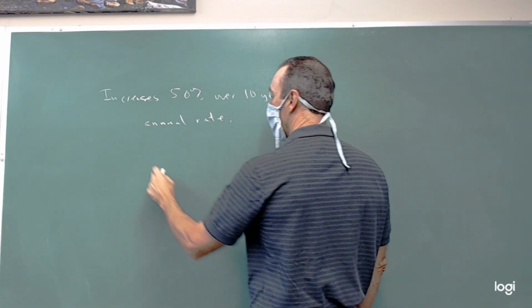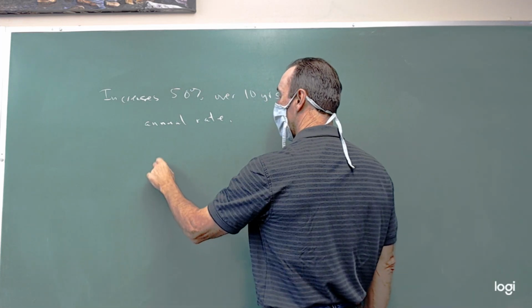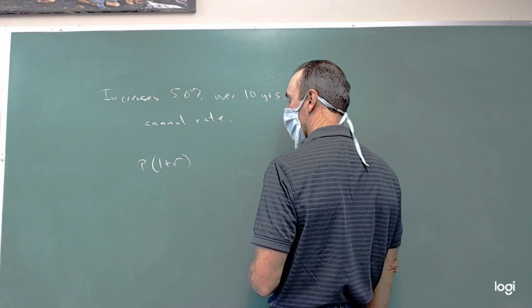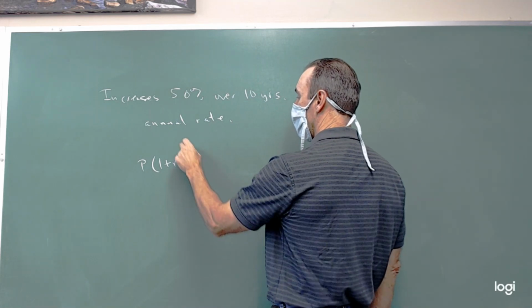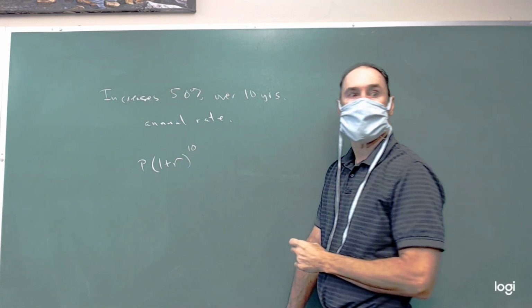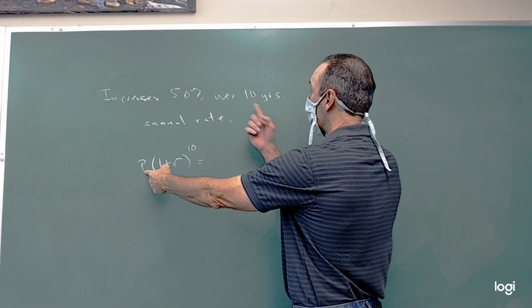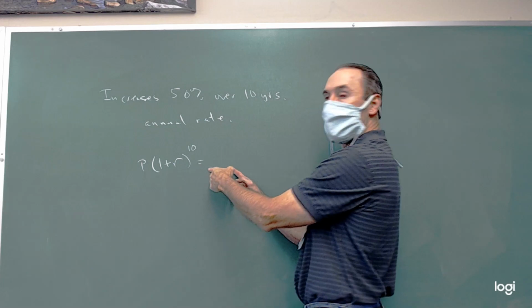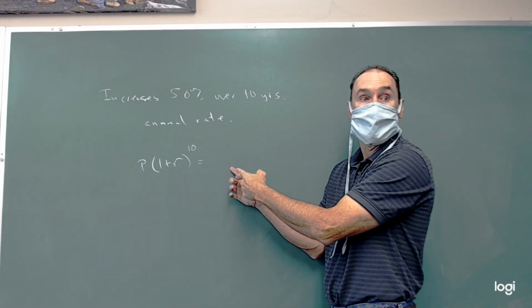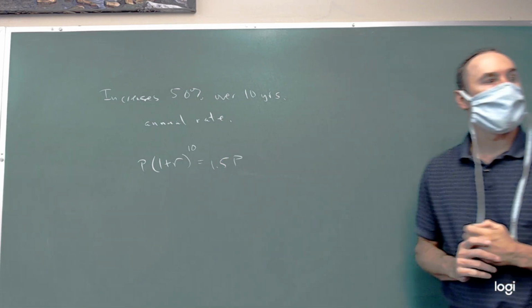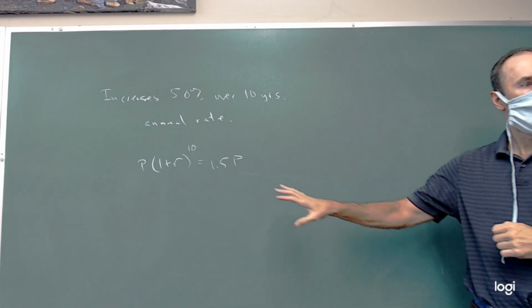Okay, so in this case, we don't know the r. And that's our original investment, which we don't know either. We know that was 10 years in the making. And after that 10 years, our original investment grew by 50%. So it's now 1.5p, and then we're going to solve that for the r. You get it from there?